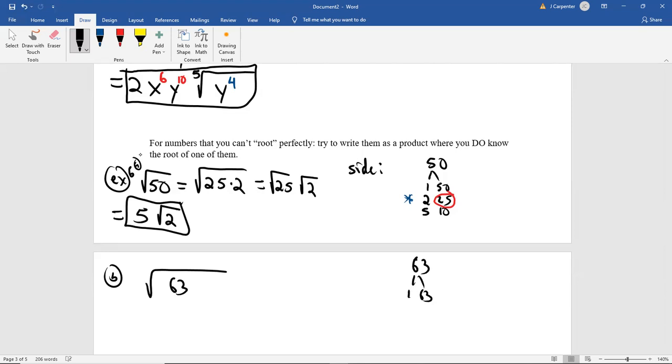1 times 63 ain't going to help. Can't do it as 2 times something. We could do it as 3 times 21. Can't do it as 4 times something. Can't do it as 5 times something. Can't do 6. I think 7 would work though. 7 times 9. 8 times something isn't 63. 9 times 7 would be 63, and I'm done. So there's only 3 options here. And wouldn't you know it, we know the square root of 9. So this is the product we want to write it as.